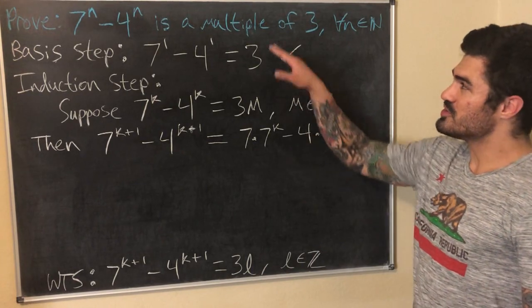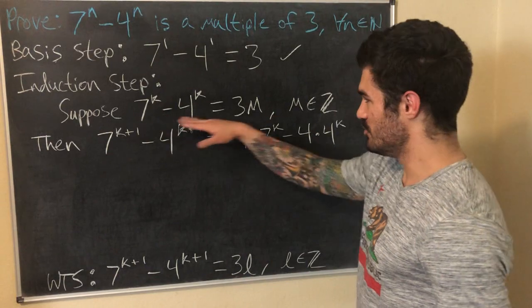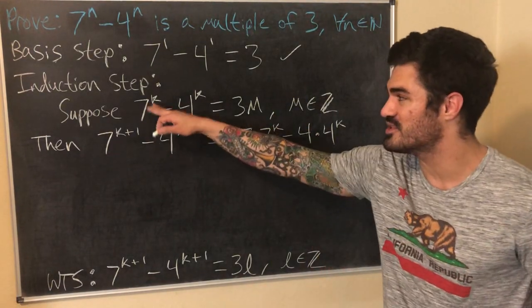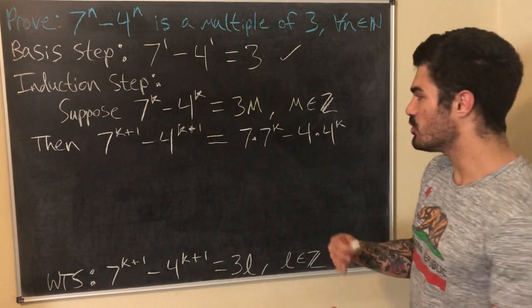But what we're going to always want to do in these divisibility proofs is use our assumption. And really in all these proofs, we want to use our assumption. So eventually we need to get to a point where we can somehow factor out a 7 to the k minus 4 to the k and rewrite that as 3m. So I'm going to work toward doing that.